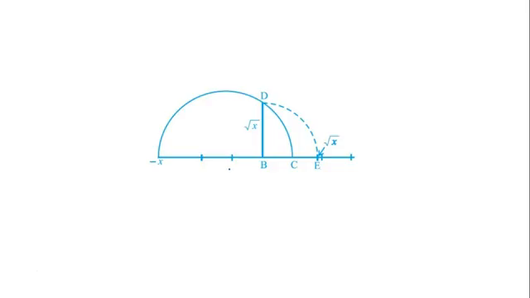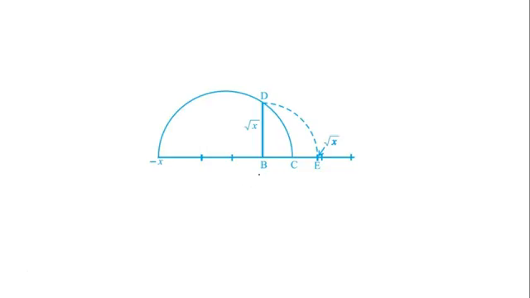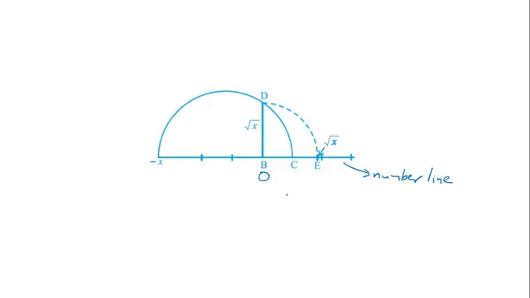Now let's see how to actually plot root x on the number line. This semicircle here is just copied from the previous figure, and the only difference is that this point B is 0 of the number line. You have this horizontal line here, BCE. This is our number line, and point B is the number 0. Since BC is equal to 1, this point is the number 1.